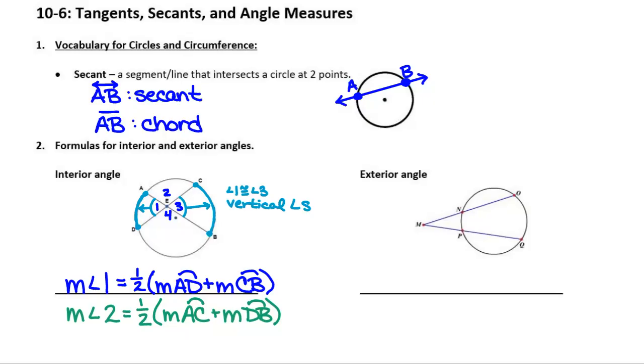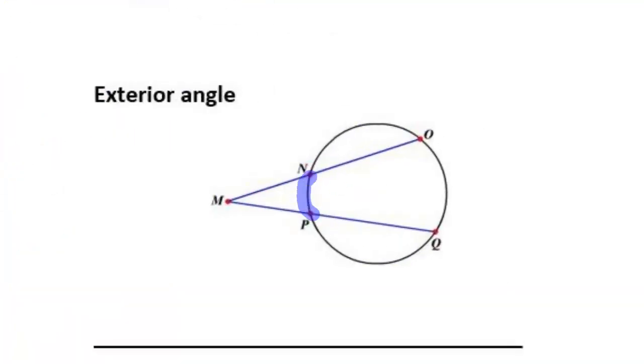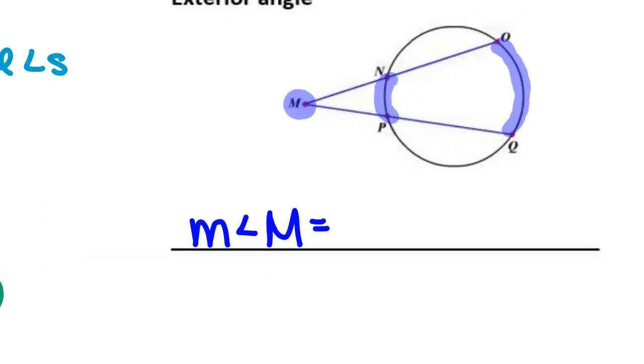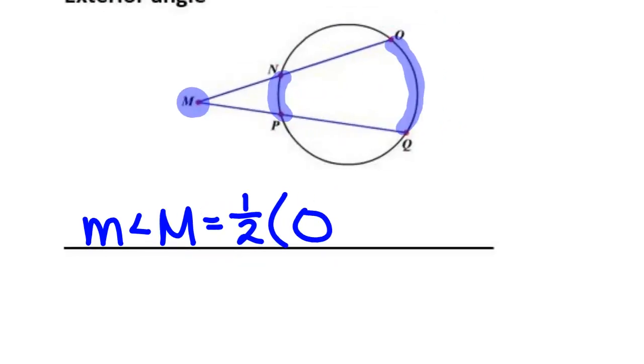All right. Exterior angles. Let's come over here and look at this picture here. For exterior angles, I'm still going to be looking at the arcs that are being intercepted. In this case, these two arcs are being intercepted by angle M. So if I wanted the measurement of angle M, I would do 1/2 times arc OQ minus arc NP.